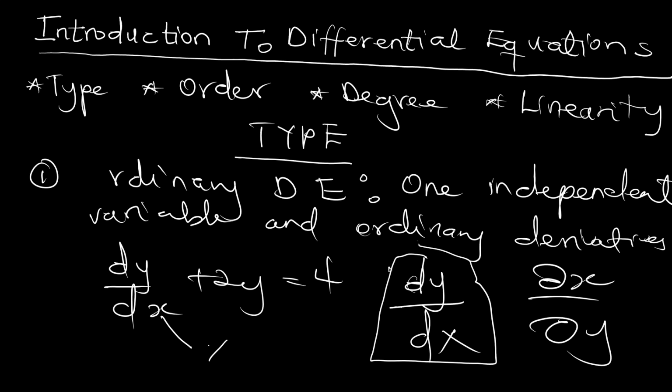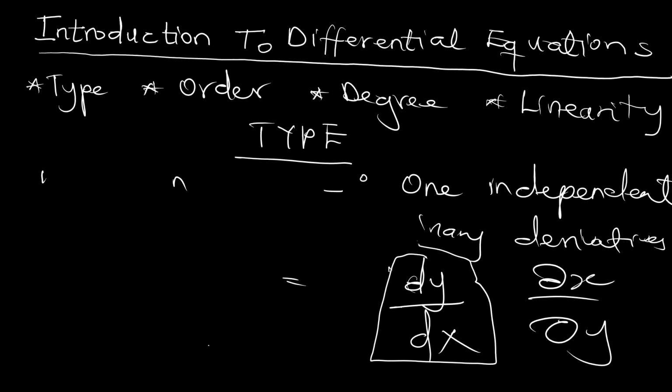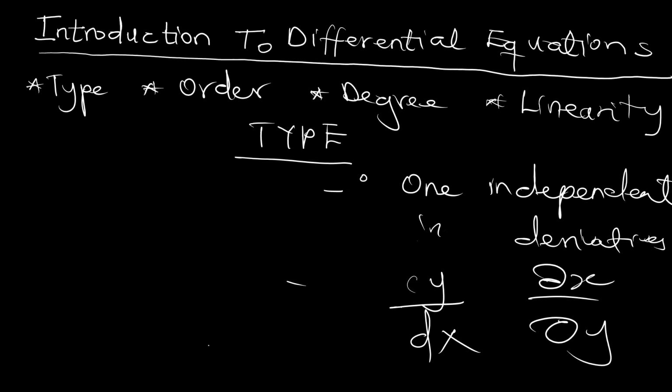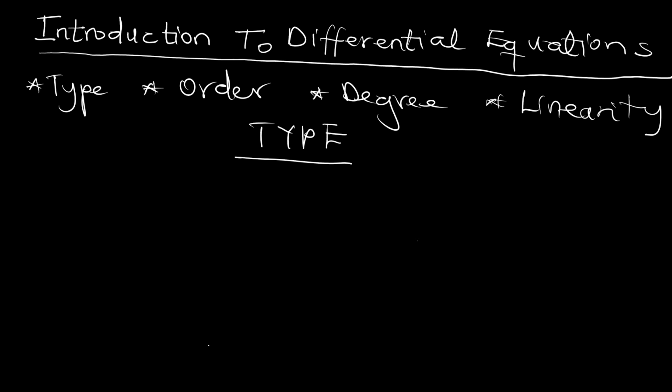Let's move on to the partial differential equation. The partial differential equation is more or less the opposite of the ordinary differential equation. Whilst the ordinary differential equation has only one independent variable, the partial differential equation has more than one independent variable, and it also involves partial derivatives.